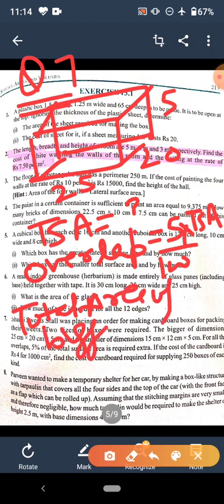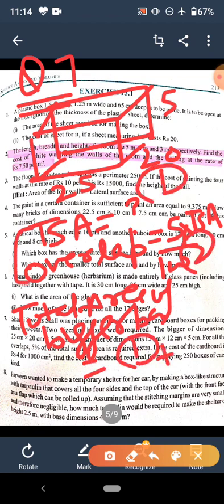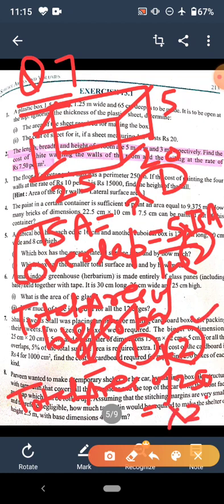So what is the total area of the bigger box? Whatever you find out in 1 and 2, you will add them. After adding, you will find out the total surface area of 250. Okay, this is for 1. Then you will find out the total area of 250, so whatever you get, you will multiply that by 250.